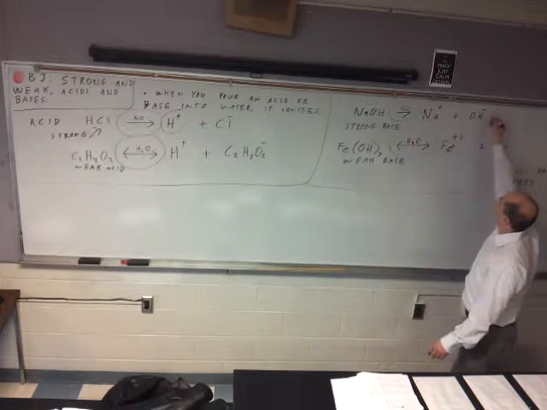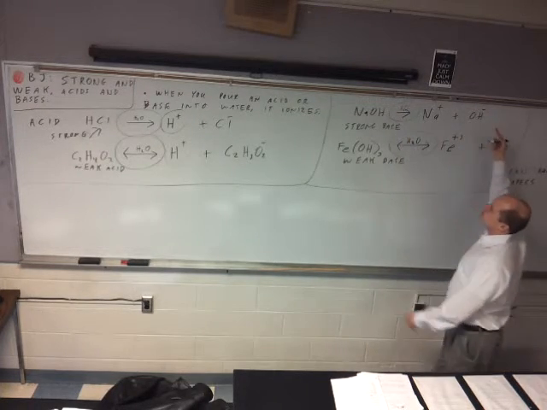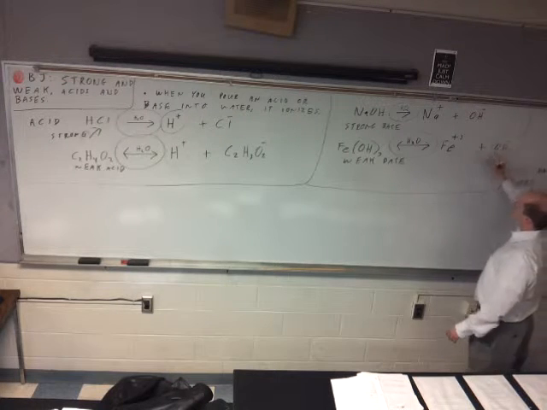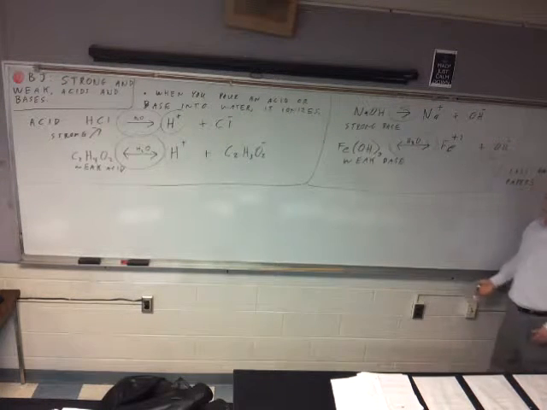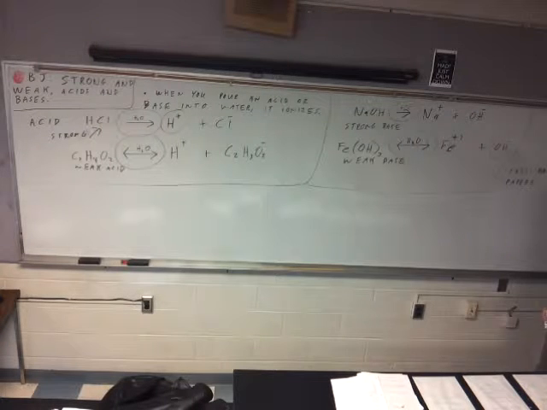And the same thing over here. If it produces hydroxide, it's a base. The arrow points one direction, it's a strong base. This one's a base, but the arrow points both ways, so it's a weak base. So really, that's pretty much it.